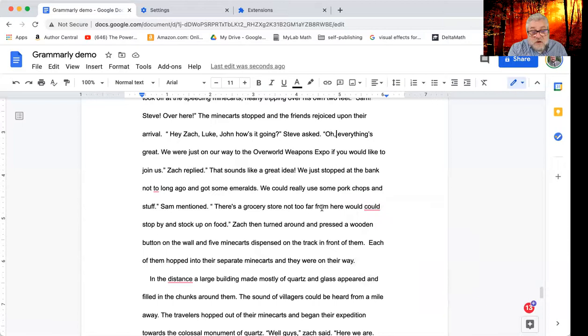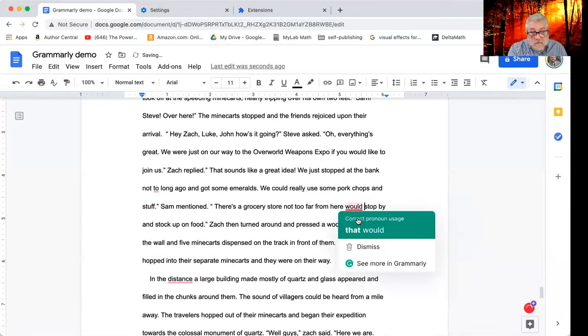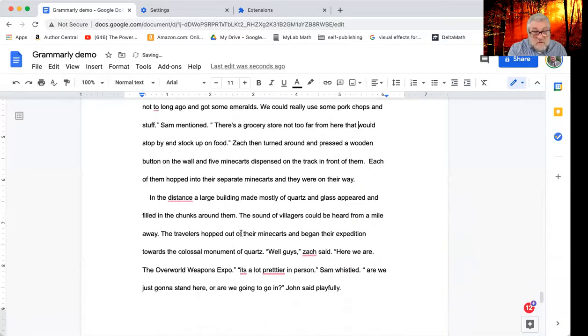There's a grocery store not far from here. I don't know what this means, but I'm going to get rid of it. I think this sentence is just goofy and somebody would have to fix that. I don't know what that sentence means.